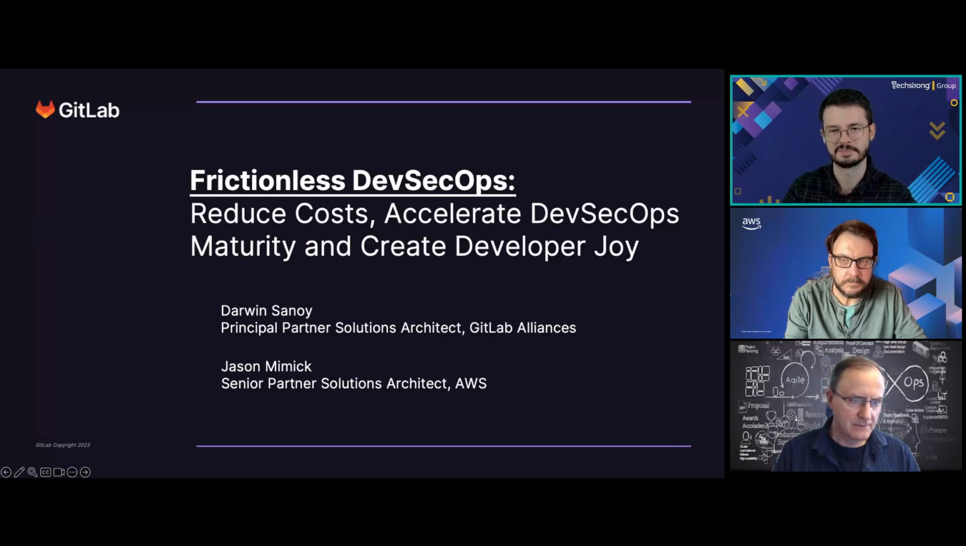So today we'll be discussing frictionless DevSecOps: reduce cost, accelerate DevSecOps maturity, and create developer joy. I'm joined today by Darwin Sonoy, Principal Partner Solutions Architect at GitLab Alliances. And I'm also joined by Jason Mimic, Senior Partner Solutions Architect at GitLab. Darwin and Jason, thank you both so much for joining us today on Techstrong Learning. Jason, would you like to get us started?